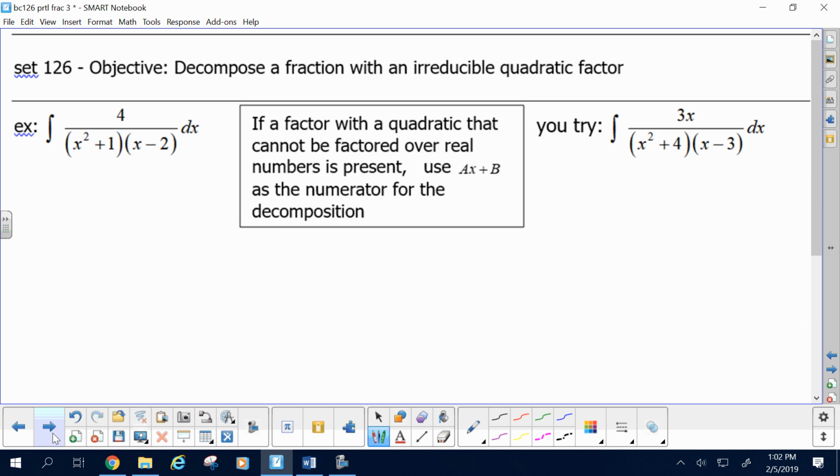Your notes are on the end of set 115's notes. This is partial fraction part 3. So they are blue. I think the title is something like set 115 partial fraction decomposition. It's on the back, the bottom half.